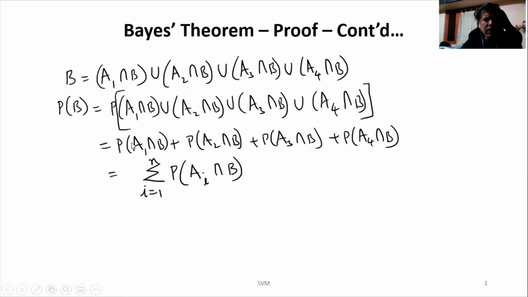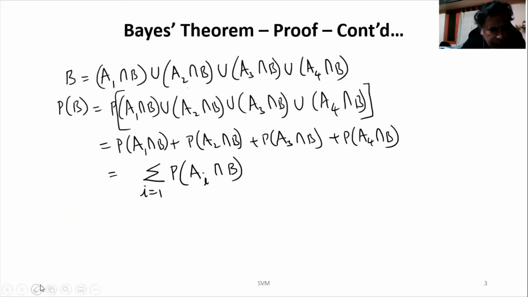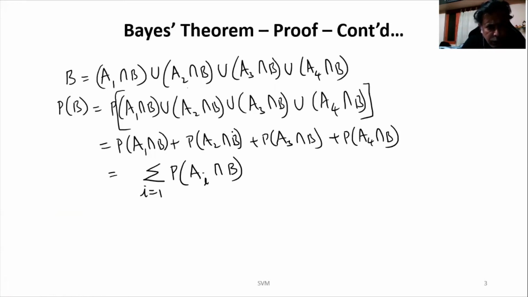Because what is varying? 1, 2, 3, 4, that is varying. So I just put suffix i and then I'm varying it here. i equal to 1 to, I'm sorry, I should have written here 4 instead of n, because we took only 4 events, right? So now let us see how do I write probability of Ai intersection B.